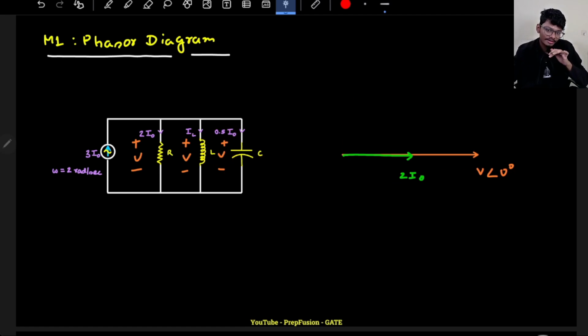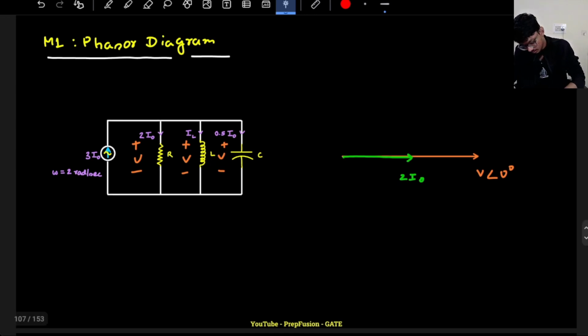Now overall, what will be the behavior of the circuit? Will it be inductive or capacitive? For this, you have to take cases. After taking the cases, we will understand how we can solve this without taking any cases, just with intuition. So let's first take a few cases.